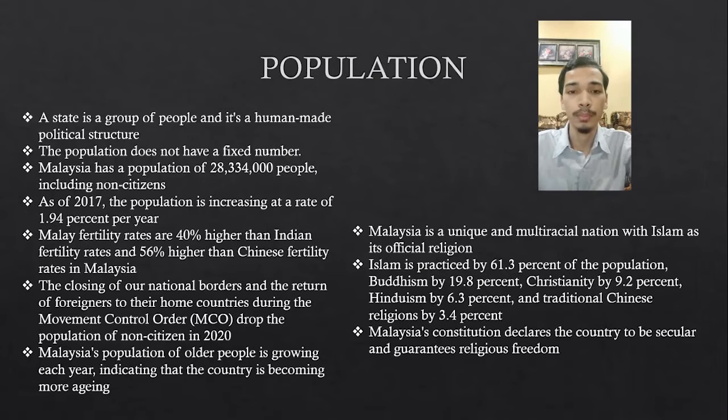Today I'm going to talk about one of the elements of the state, which is the population. A state is a group of people. It is a human political structure. There can be no state without a population. The population can be higher or lower, but it must exist. The population does not have a fixed number. Some states, such as India and China, have billions of people, while others, such as Monaco and San Marino, have a population of less than 50,000 people.